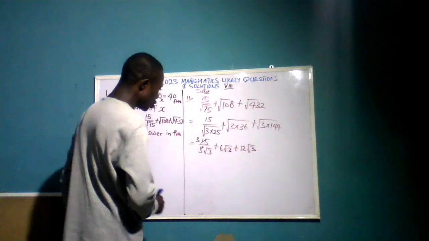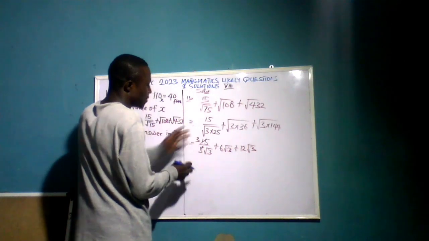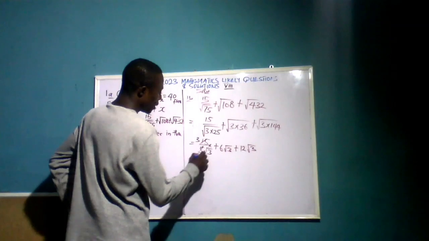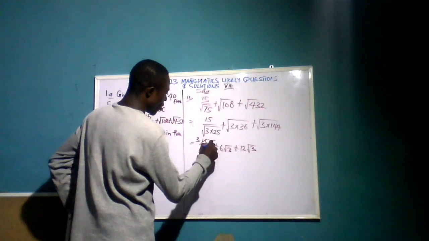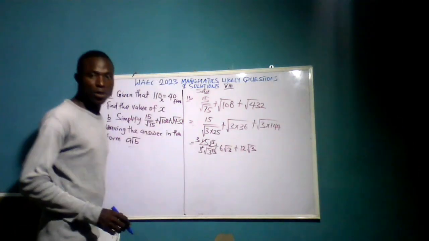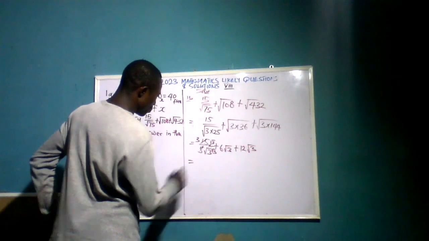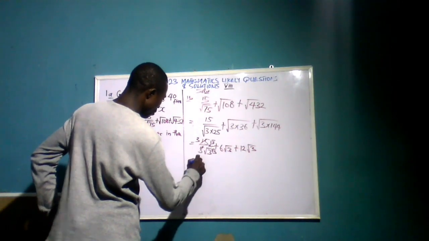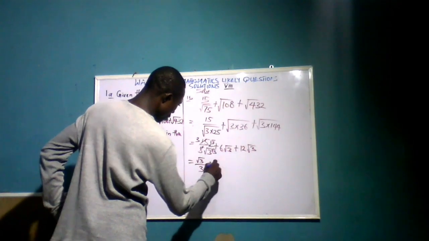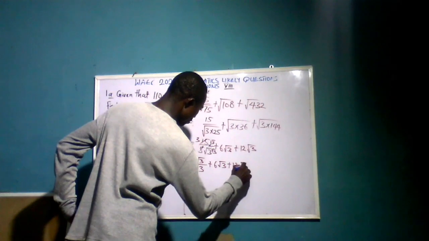Okay, and you just have to rationalize this irrational number by introducing its conjugate. Its conjugate will be root 3 all over root 3, so that the whole thing will be equal to root 3 all over 3 plus 6 root 3 plus 12 root 3.